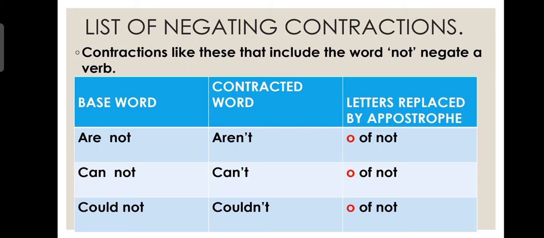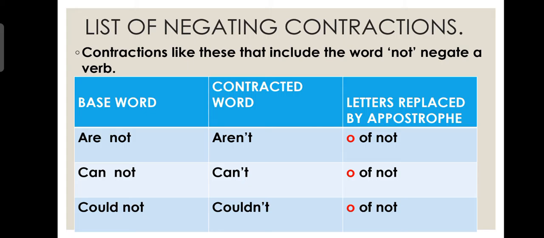Next is cannot. Here it becomes can't. So here the first word remains as it is. From the word not, here we are removing N-O. So I'll have to correct it. Here goes a mistake. I'm going to correct it.